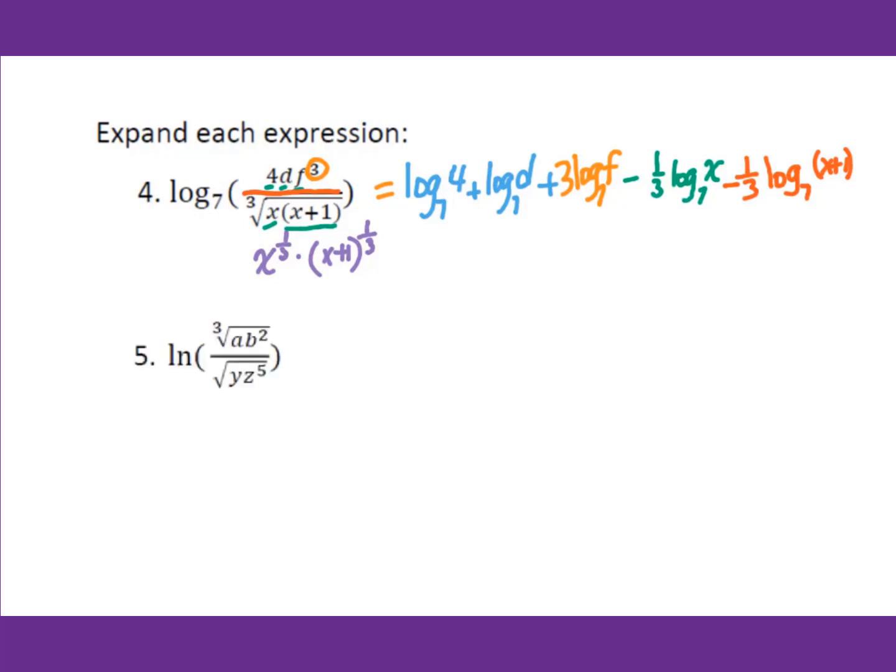For number 5, check how many factors you have. You have 1, 2, 3, 4. For each factor, you need to change into exponential form. So we get a to the 1 over 3rd power, b to the 2 over 3rd power. For y, you do 1/2. For z, you have to do 5 over 2.